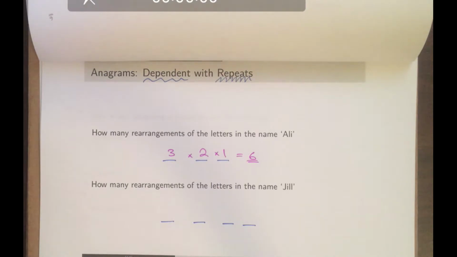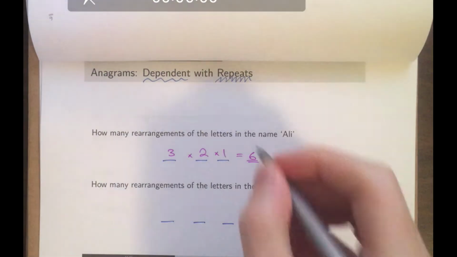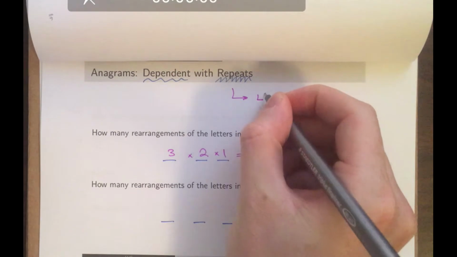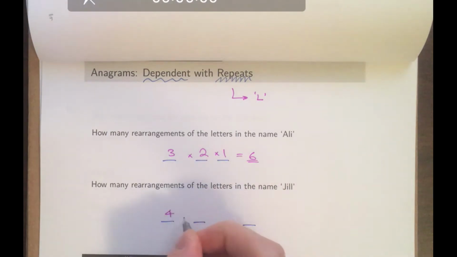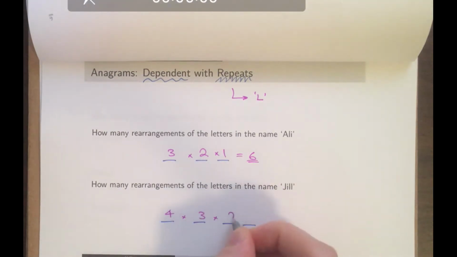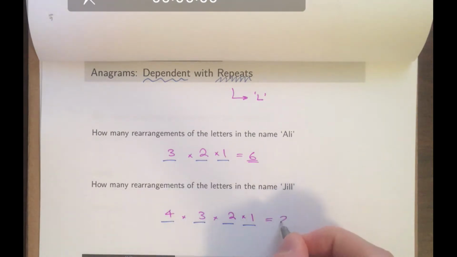But the problem is I have repeats. What's the repeated letter? The repeated letter is L. So for this type of question, you might start by saying Jill, 4 letters, 4 times 3 times 2 times 1, which would give you 24. But the problem is 24 is too large.